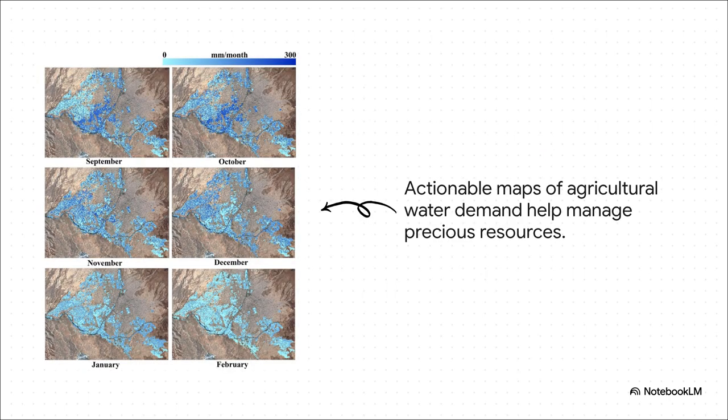So here's the final piece of the puzzle. By combining those super accurate crop maps with estimates about how old the crops were, the team was able to create these. These are actionable maps showing the actual agricultural water demand across the region. This is the kind of data that can help policymakers and farmers manage their precious water so much more effectively.